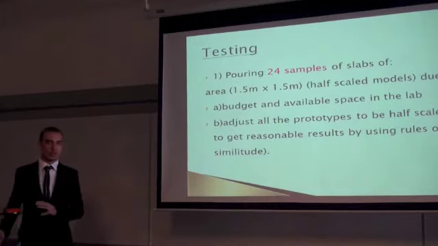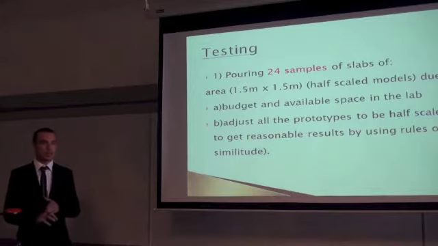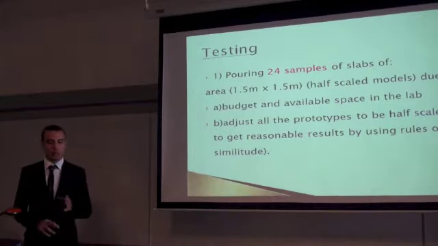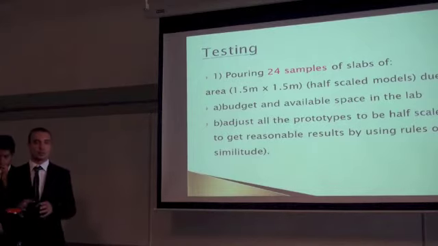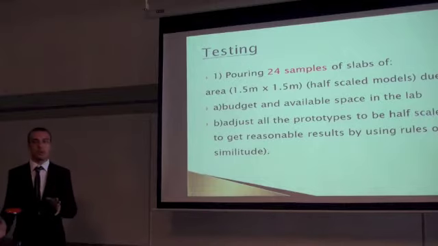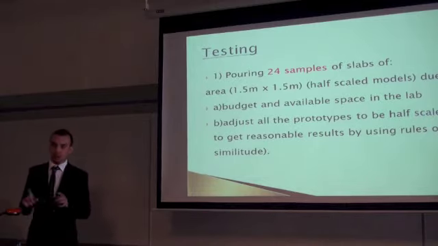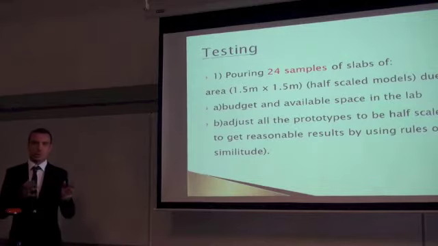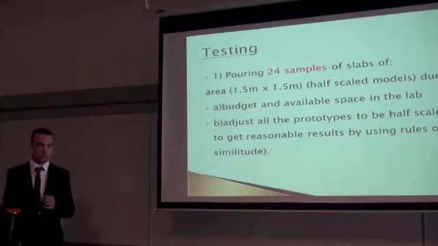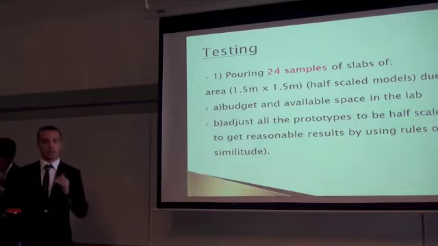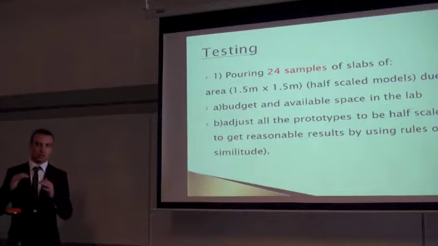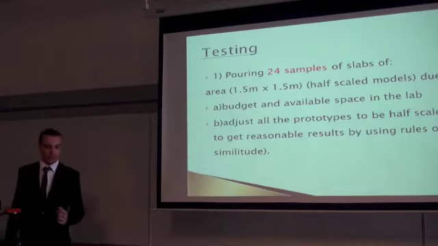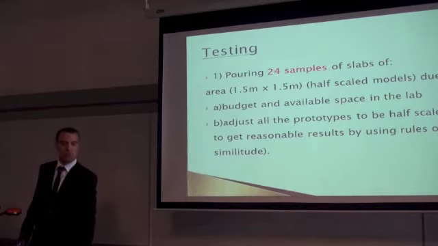Each sample will be divided, as Ammar mentioned before, into the fiber concrete, the wire mesh, the plain concrete, and the conventional reinforced concrete. And then we'll be taking the 24 samples with an area of 1.5 times 1.5. We will use the 1.5 by 1.5 as a half-scale model, because the regular slab is like 3 times 3, which is not in our budget, and the lab space is not available. So we decided to use half-scale prototypes to get reasonable results by using the rules of symmetry.